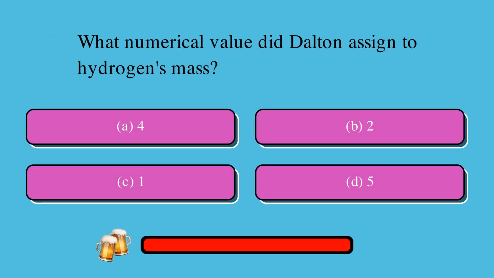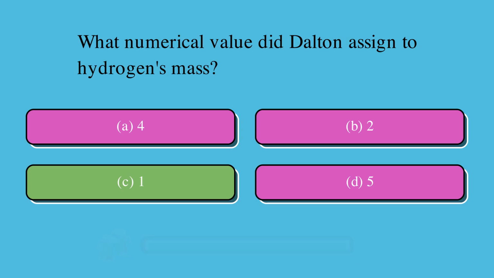What numerical value did Dalton assign to hydrogen's mass? Is it A, 4, B, 2, C, 1, or D, 5? Correct answer is C, 1.